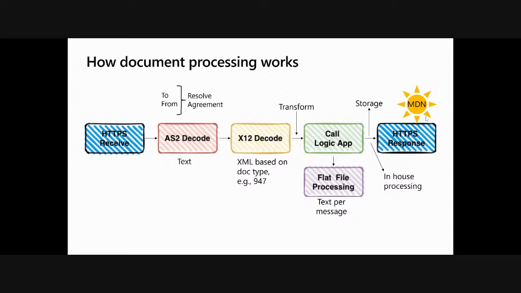Now, in my case, I then chucked that into storage, and I had an event grid message sent off to something else, which did the in-house processing. And at the end of all of this, you get your response, and you get your MDN say, yes, you are who you said you are, right? Which is what's really the outcome of this is that I've received your message, I've decoded it, I've stored it, and I'm happy that you sent that message.